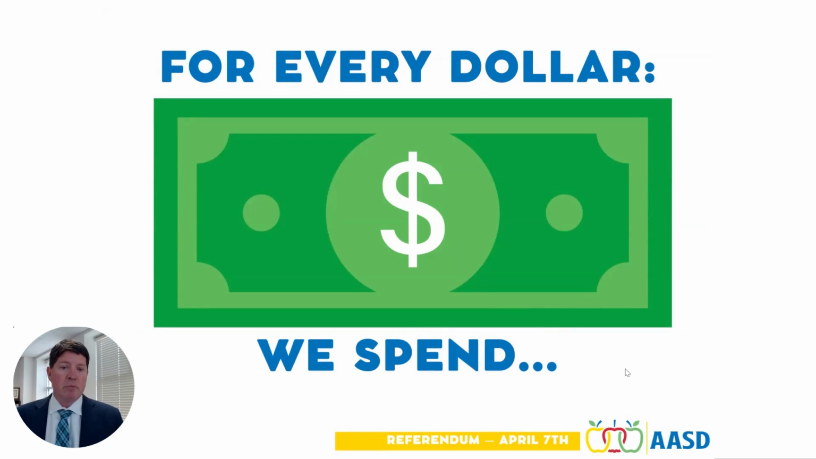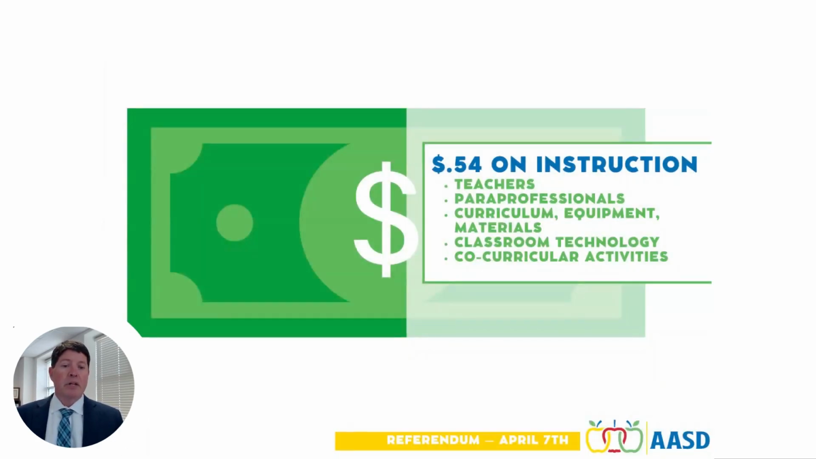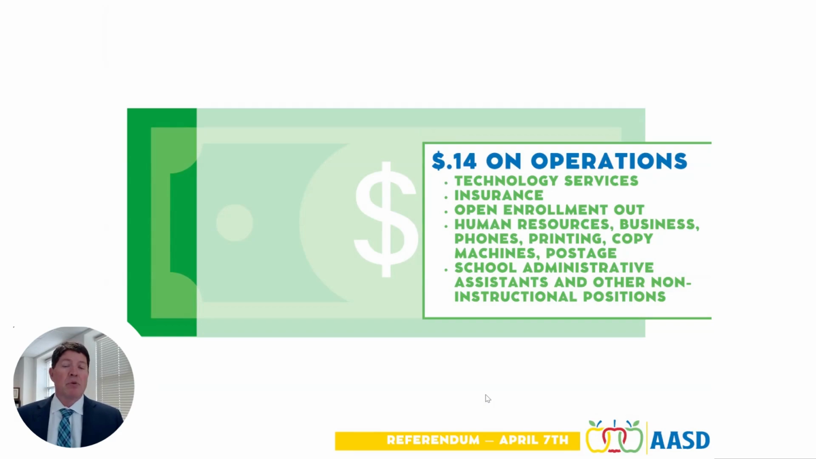This is how we spend every dollar. It starts with 54 cents. Over half of our spending is on instruction, and that makes sense, right? That's what we do. We're schools. So that's going to be teachers, paraprofessionals, used to be called teachers' aides. It's anything that supports curriculum, equipment, and materials. It's classroom technology like Chromebooks for students and boards in front of the classroom, and then co-curricular activities. I'll talk a little bit more about co-curricular activities later in the video because we get a lot of questions around that.